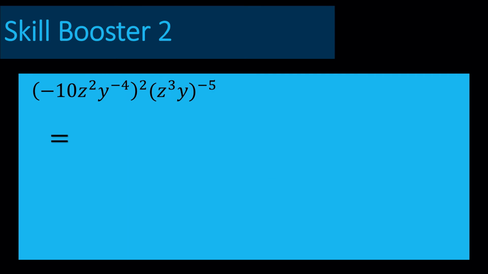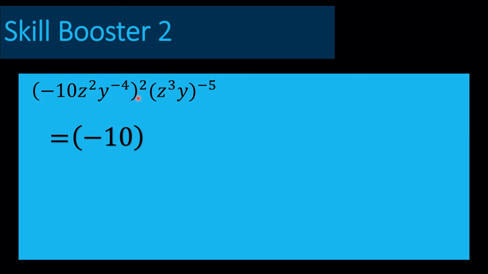The second one, negative 10 z squared y to the power of negative 4 raised to the power of 2, and the quantity of z cubed y raised to the power of negative 5. So upon looking at the problem, we have a product of negative 10 z squared and y negative 4 being raised to the power of 2.